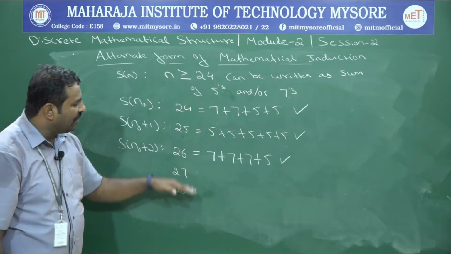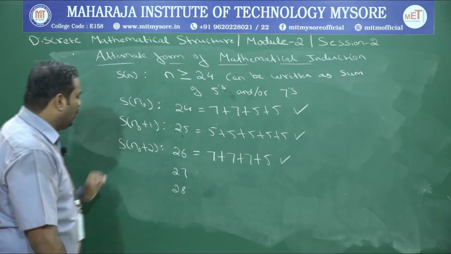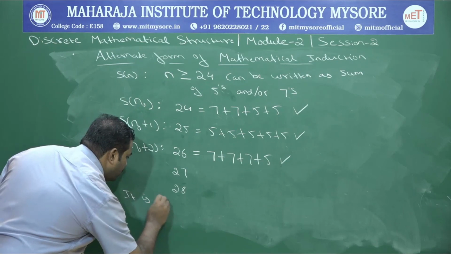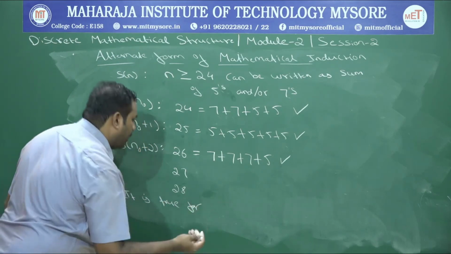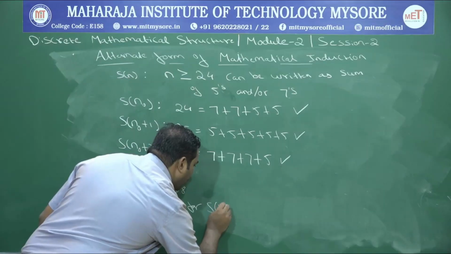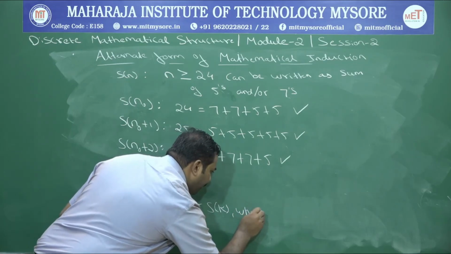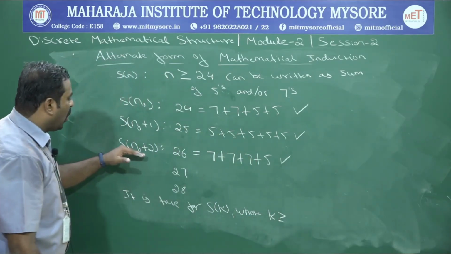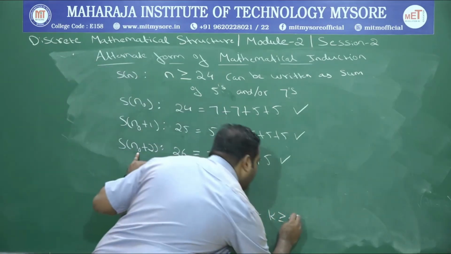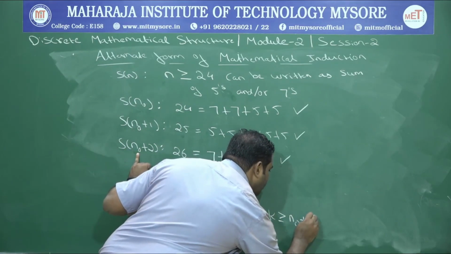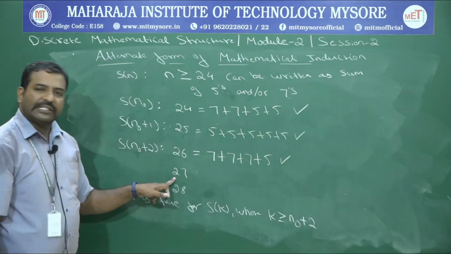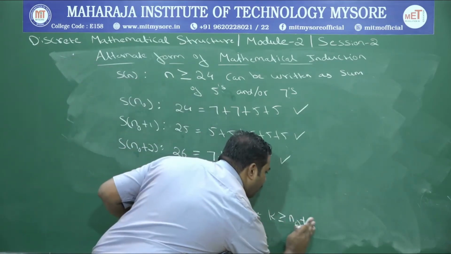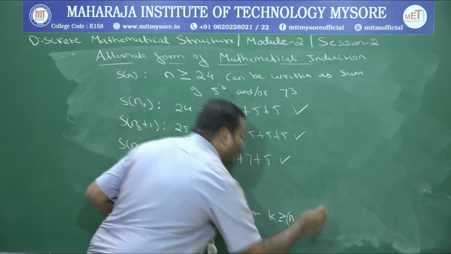So when all these conditions are true, we are going to say that it is true for S of k, where k is greater than or equal to n0 plus 2, since I have been stopping at this step. And if you go to 27 and try to solve 28 also, it's going to be plus 3 and plus 4. It's going to be true for this case.